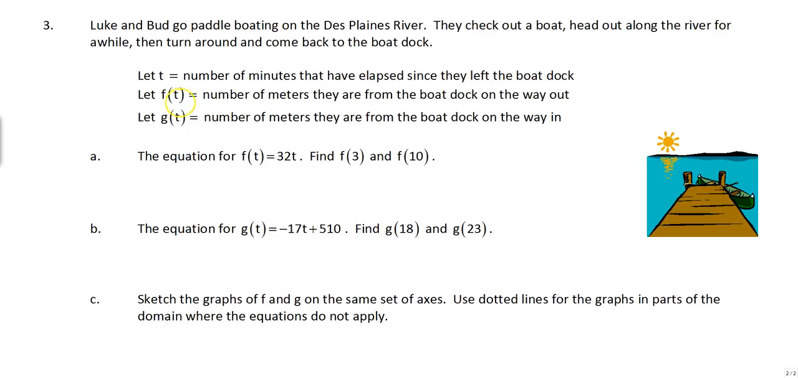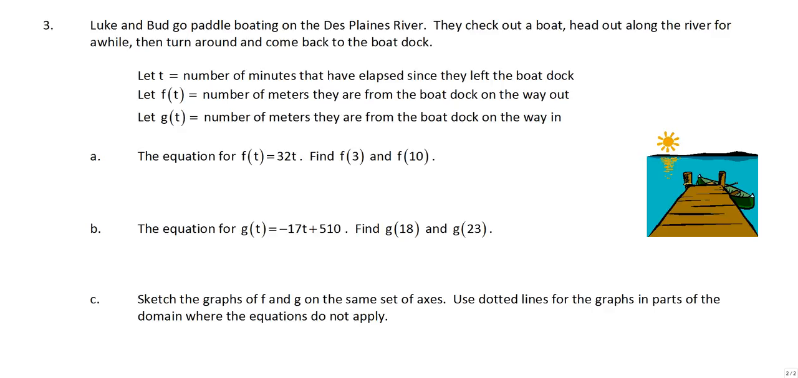We have f of t, which is given to us, is 32t. And then we have g of t, which is -17t plus 510. That's given to you. But what do they mean? f of t is how many meters they are away from the dock on the way out. So as they leave the dock, how far are they? That can be represented by f of t. But once they turn around and come back, it's going to be -17t plus 510. And you might be asking, why is there a difference? Think about current. It's going to be based on the current in which direction they're going.